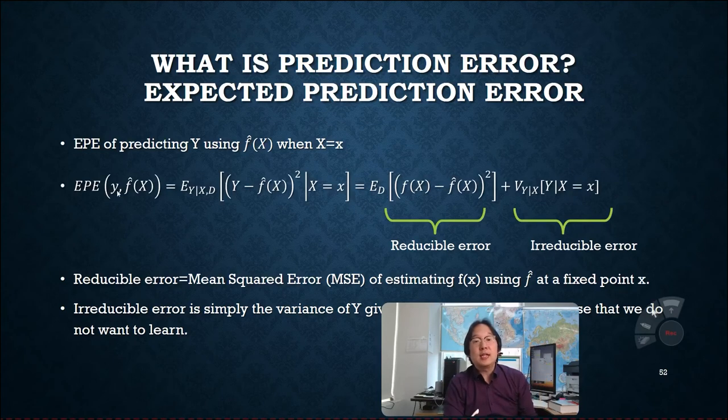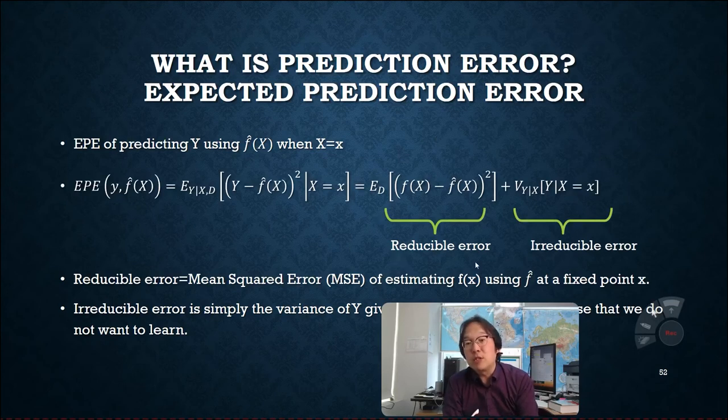This is the EPE of predicting y using f hat of x, given x is small x. Our data is given, and then the future forecasting is there. Based on previous data, out of sample forecasting and in sample estimation, the difference will be there. How do we analyze this one? Well, if we take this, it becomes like this.